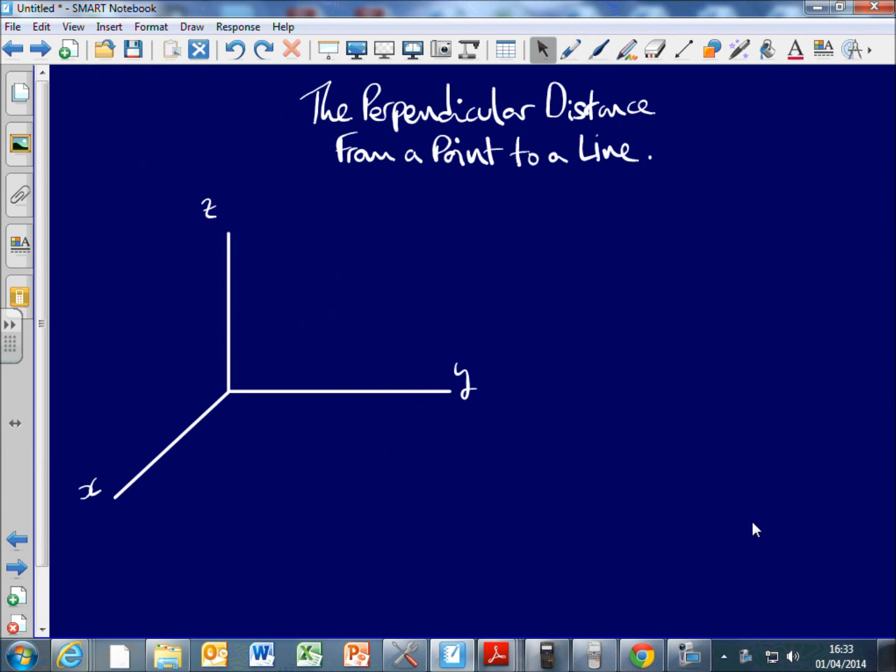We're going to look now at how to find the perpendicular distance from a point to a line. So I've got here the vector equation for a straight line. It's (2, 5, 8) plus lambda (1, 0, 2).